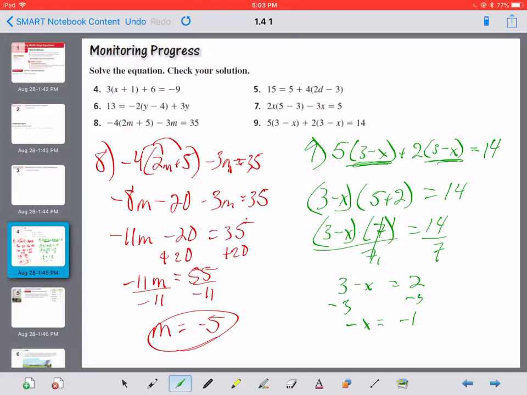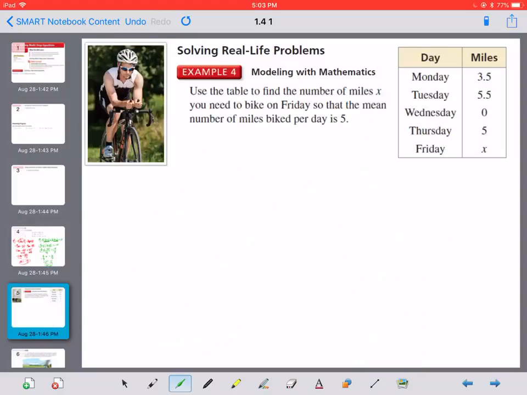And then if I do minus 3 on both sides, negative x equals negative 1. And then if I divide by a negative, x equals 1. And I could plug it back in. See, 3 minus 1 is 2. So 2 times 5 is 10. 2 times 2 is 4. 10 plus 4 is 14. And it works and checks out.